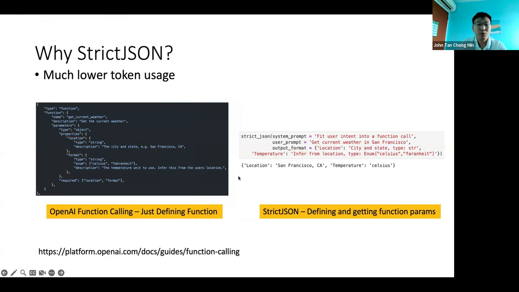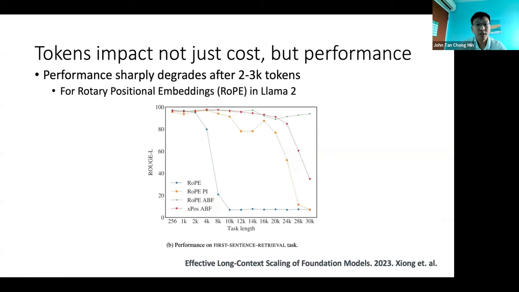Yeah. So this is the reason why StrictJSON was created, all right? In order to reduce the number of tokens and to make it more compact. Questions for this so far?